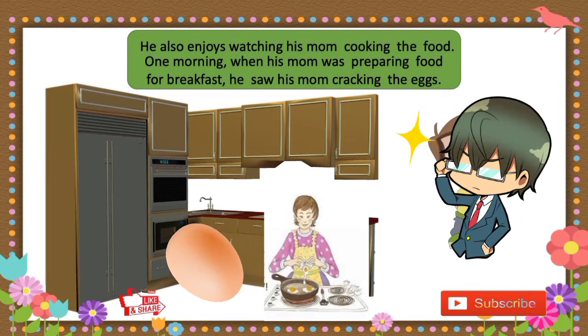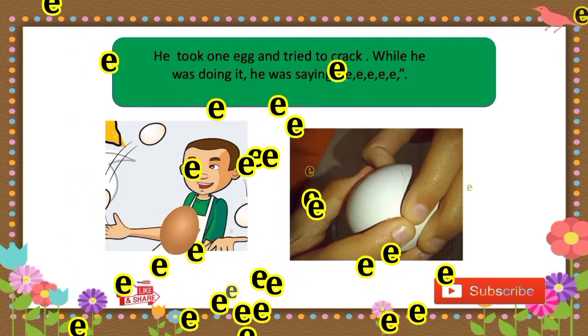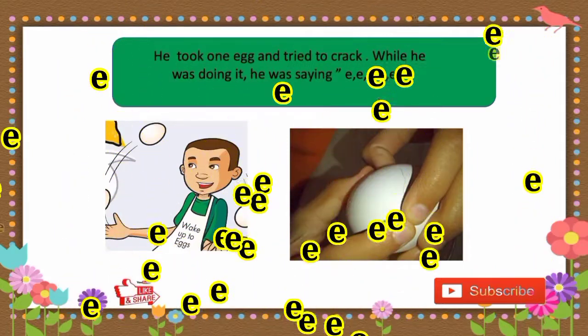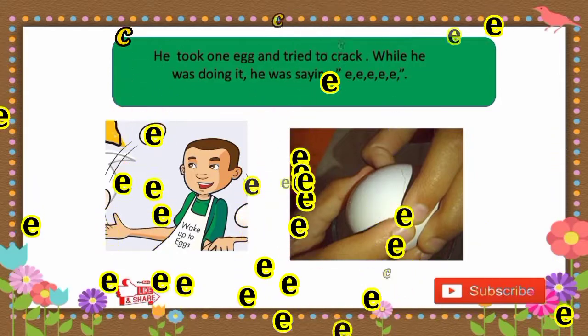He enjoys watching his mom cooking the food. One morning, when his mom was preparing food for breakfast, he saw his mom cracking the eggs. He took one egg and tried to crack. While he was doing it, he was saying, eh, eh, eh, eh, eh. Remember children, that's the sound of the letter E.